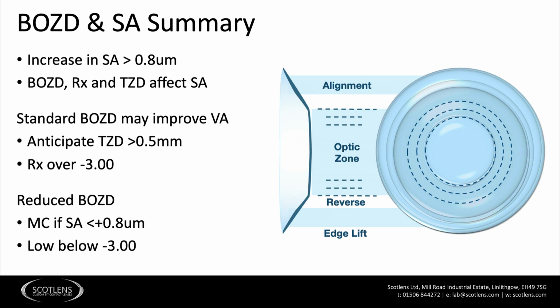So a standard optic may be needed to provide adequate visual acuity if we're anticipating a large amount of treatment zone decentration, or indeed if the prescription is high. And then we may want to consider smaller treatment zones for all our patients, but particularly if we're anticipating a lower treatment zone or if we've got a lower prescription, we want to do that. But again, you can always start with one, measure with the topographer, and then alter if needed.